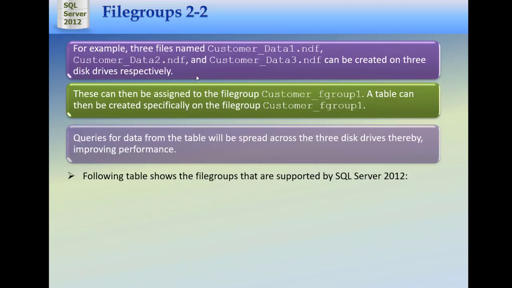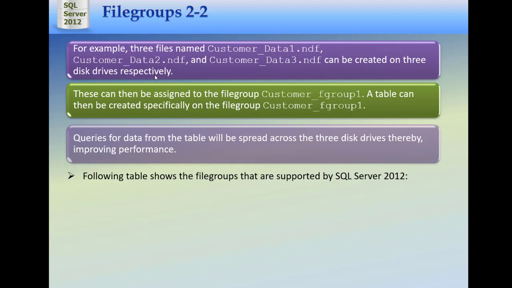An example: 3 files named customer data1.ndf, customer data2.ndf, and customer data3.ndf can be created on 3 disk drives, respectively. This can then be assigned to the file group customer F group 1. A table can then be created specifically on the file group customer F group 1. Queries for data from the table will be spread across 3 disk drives, thereby improving performance.